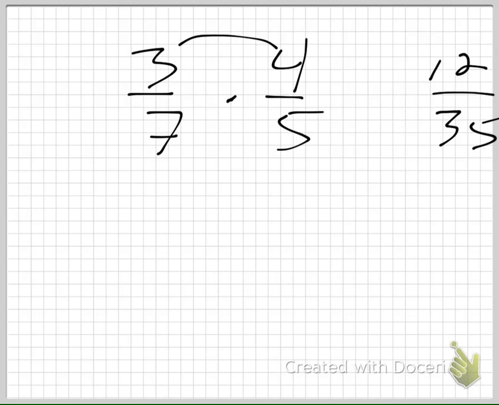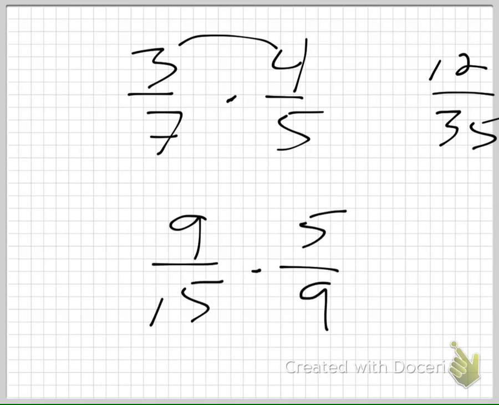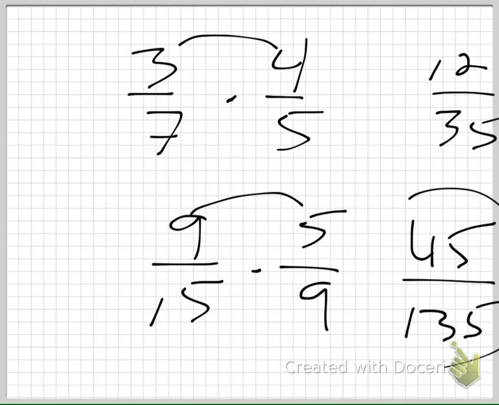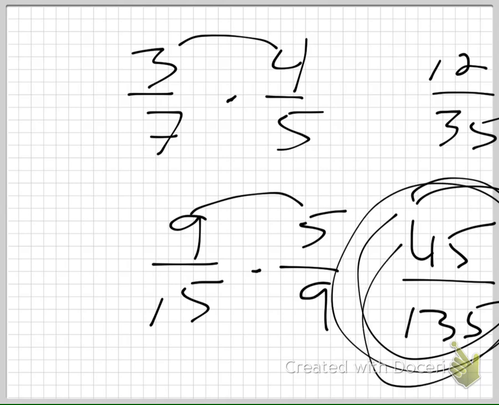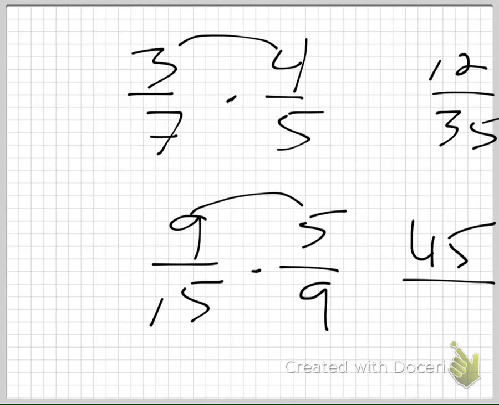What if I give you this? 9/15 times 5/9. You always can do this. You can just go with 9 times 5 is 45. 15 times 9 is 135. And you could say, okay, now I can reduce this. And that's where things get a little ugly. You can always prevent having to reduce big, ugly ones if you will cross cancel, right? Cross multiply, cross cancel.